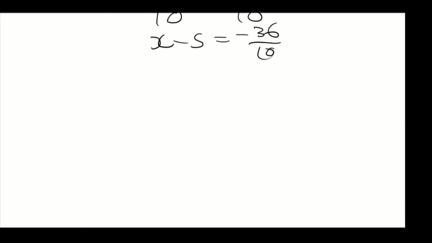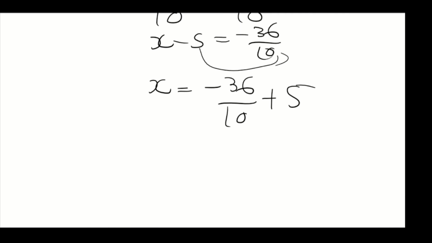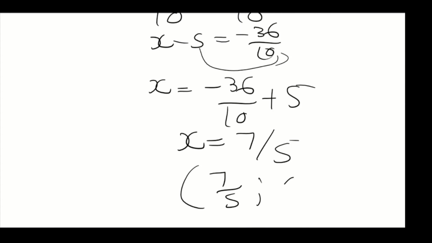And then we transpose the 5 to the other side. We have x equals minus 36 over 10 plus 5, and the final answer is 7 over 5. So this is the x-intercept of the function here. It's going to be 7 over 5 and 0.